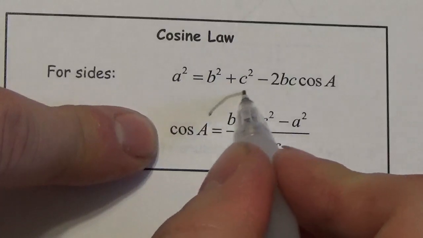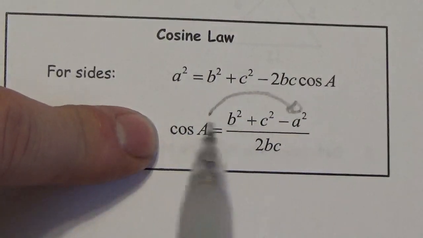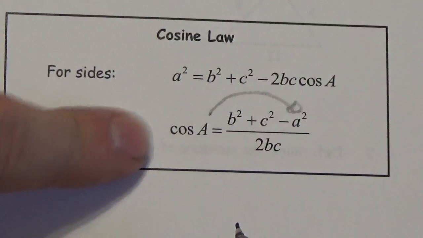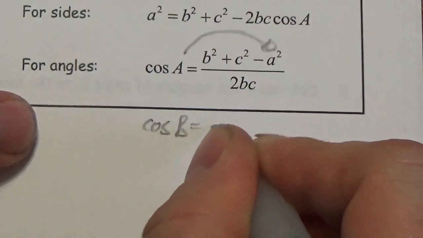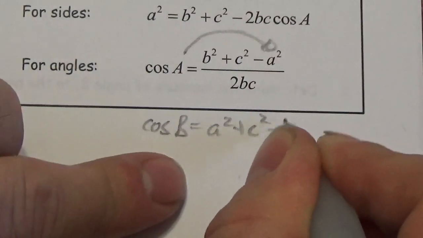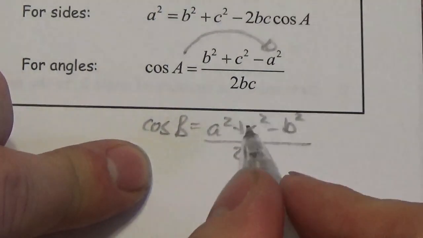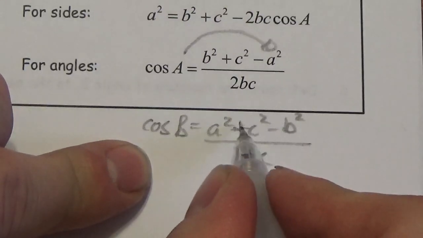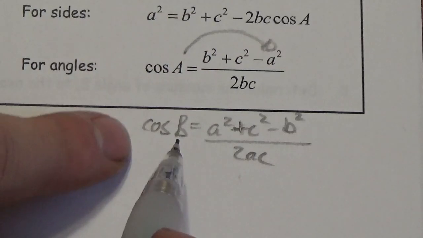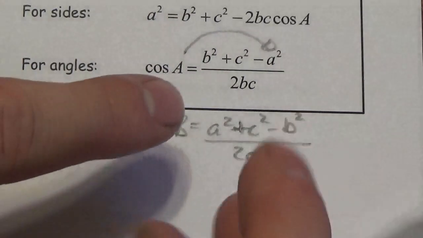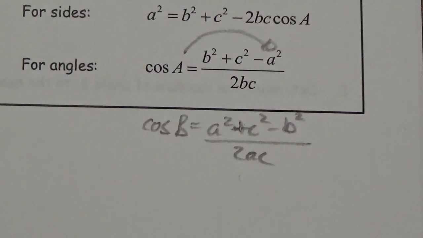Notice the connection there. When we're looking for angle A, we're going to subtract that little side a squared, all over 2bc. If I wanted to find angle B, then it would be a squared plus c squared, and I would be subtracting little b squared over 2ac. That's how this pattern works. Now, bear in mind this is just the cosine of the angle. If you wanted to figure out what the actual angle is, you'd have to first evaluate that and then take the second cosine, or inverse cosine, of this to get the angle.